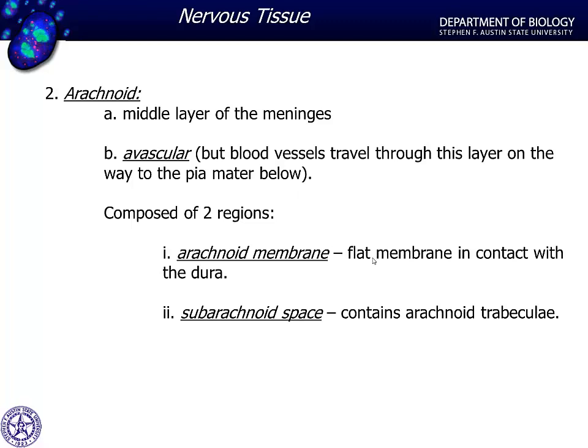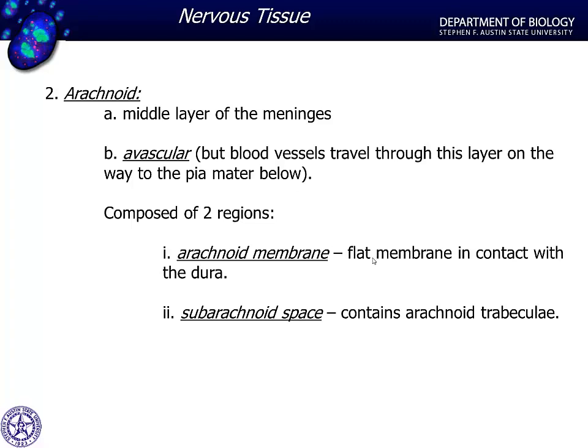Now, of the 3 layers, the arachnoid is the middle layer, and it sounds a whole lot like arachnid, which is spider, because this area is going to be very loose. It's almost going to be web-like, and so that's where we get this name, the arachnoid layer. Now, while blood vessels do traverse through the arachnoid layer, for all intents and purposes, it is said to be avascular. We're not going to give off a lot of branches or a lot of sprouting.